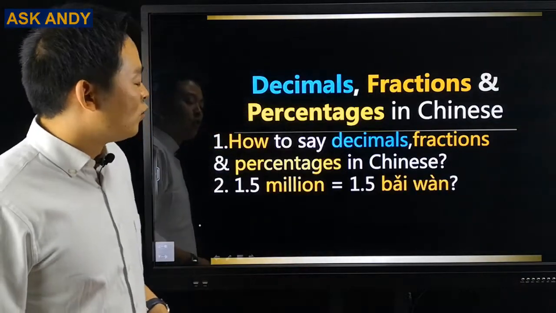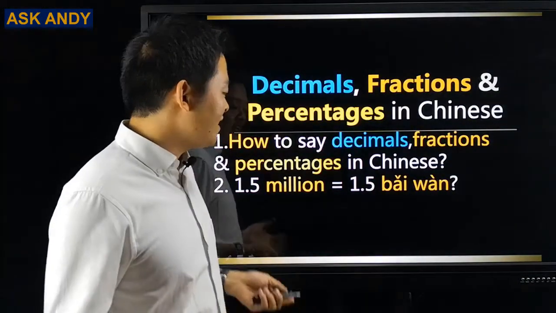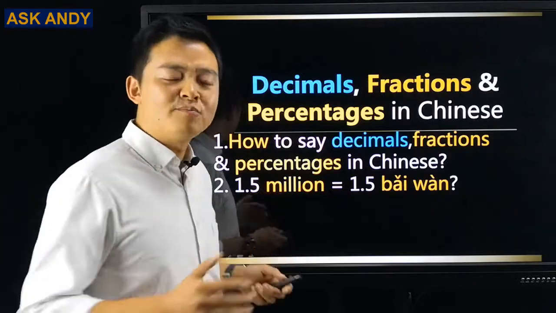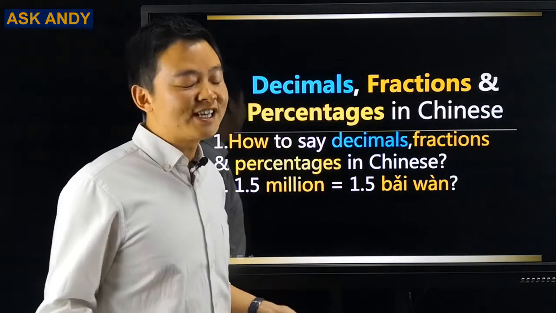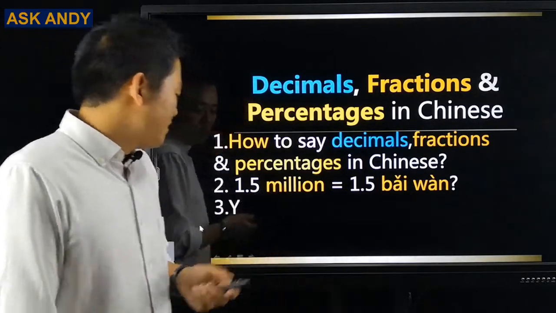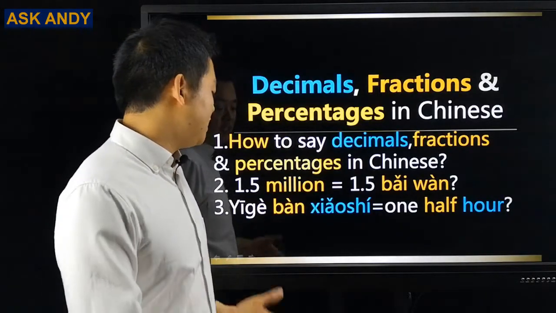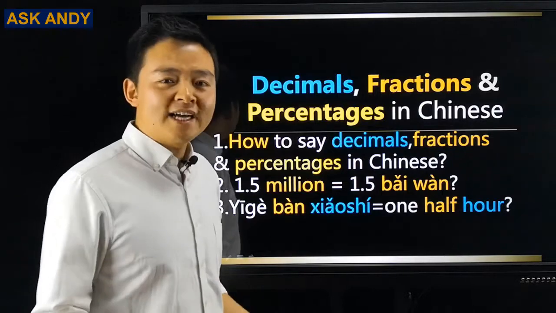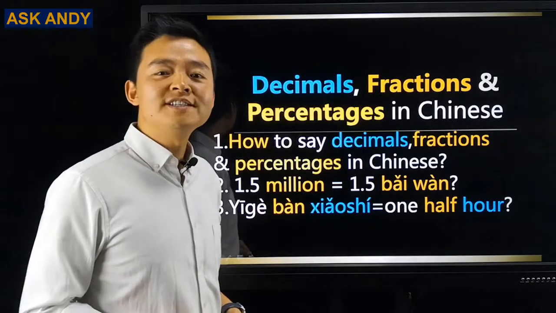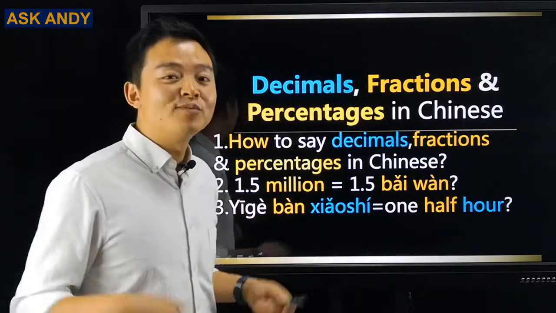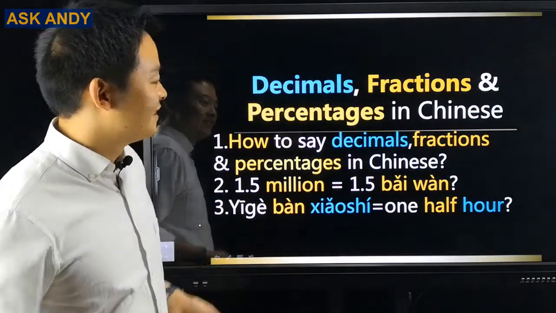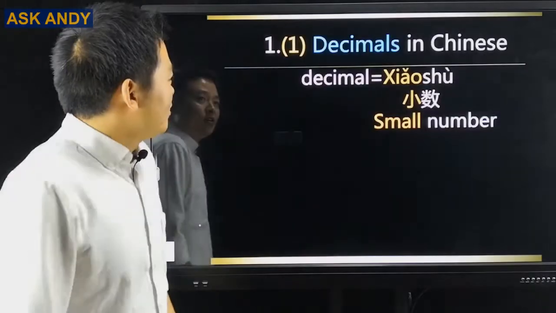Question number 2, 1.5 million. Do we say it as 1.5 by 1 in Chinese? I'm going to answer that later. Question number 3, 一个半小时. Does that mean 1/2 hour in Chinese? So keep on watching. I'm going to answer that question later. Let's get started. Question number 1.